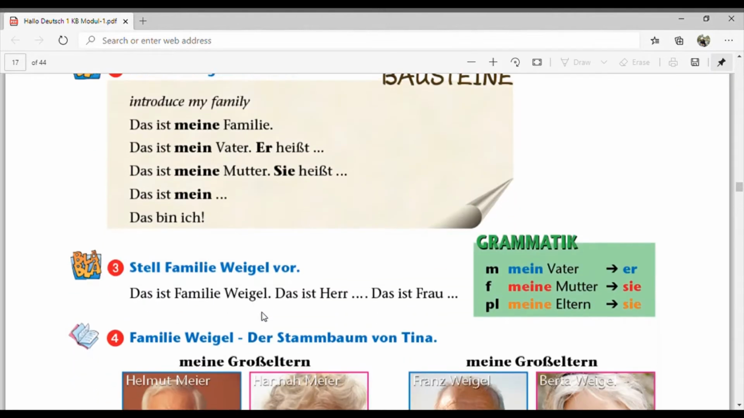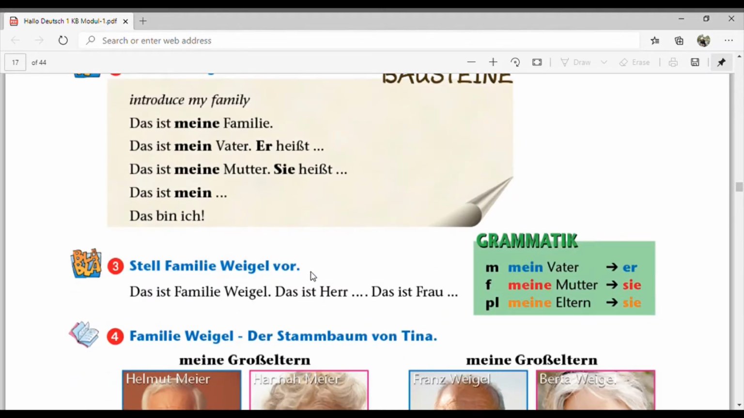Then number 3 is Familie Weigel. So the verb is vorstellen. So it's a breakable verb. There are these kinds of verbs in the German language. So for stellen, a separable verb. In German it is called trennbare Verben. So the word is vorstellen. That means introduce. So introduce family Weigel.